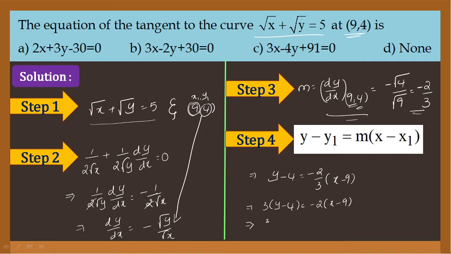This implies 3y minus 12 equals minus 2x plus 18. That implies 2x plus 3y minus 18 plus 12, which is minus 30, equals 0. Therefore, the answer is option A.